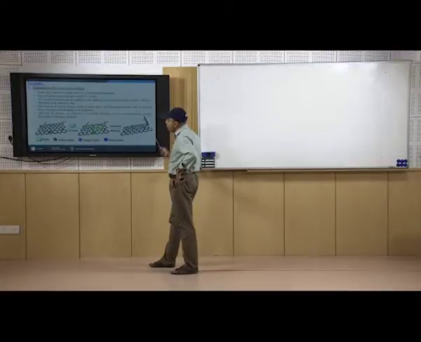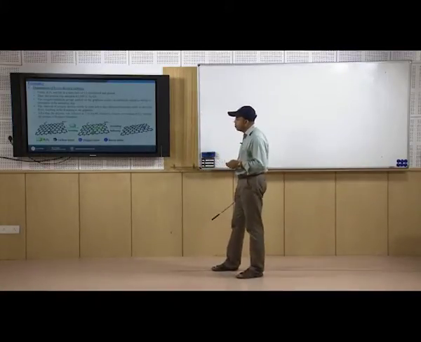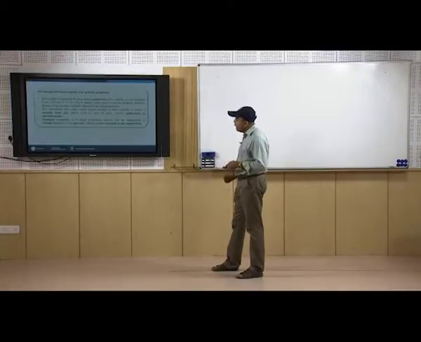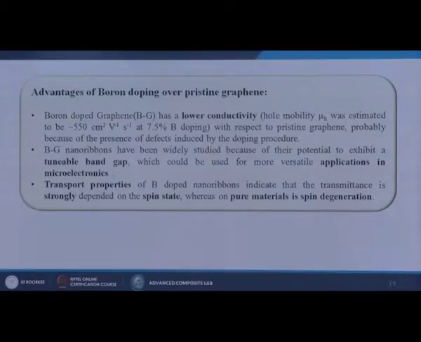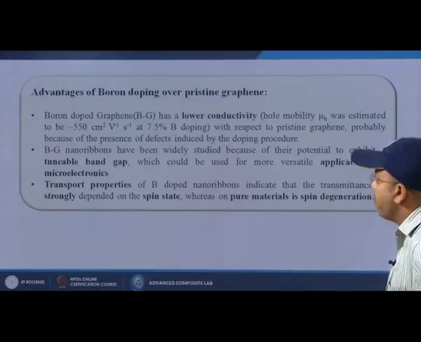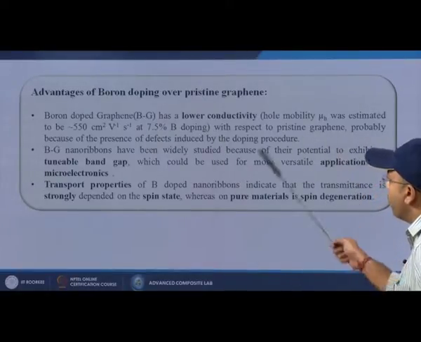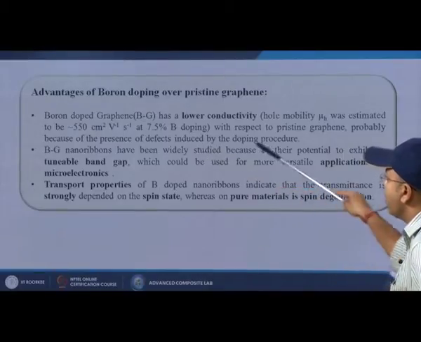So that is why we are doing the substitutional doping of boron into the graphene sheet. Then, advantages of boron doping over pristine graphene: boron doped graphene has a lower conductivity; hole mobility was estimated to be 550 centimeter square per volt per second at 7.5% boron doping with respect to pristine graphene, probably because of the presence of defects induced by the doping procedure.